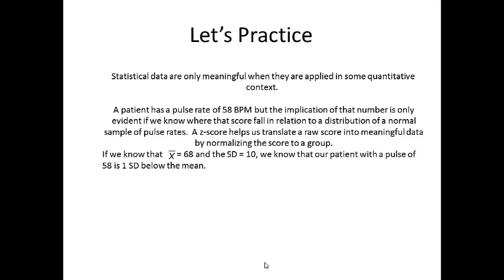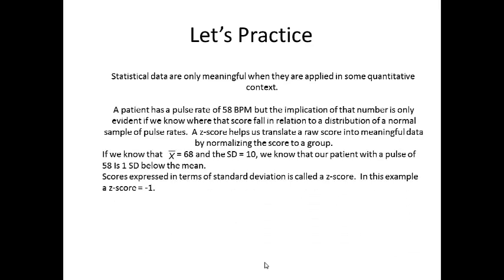We know that the mean is 68 and the standard deviation is 10, and we know that our patient with a pulse of 58 is 1 standard deviation below the mean. Scores expressed in terms of standard deviation are called Z-scores. In this example, the Z-score was -1. A pulse of 88 would have a Z-score of +2, or 2 standard deviations above the mean.